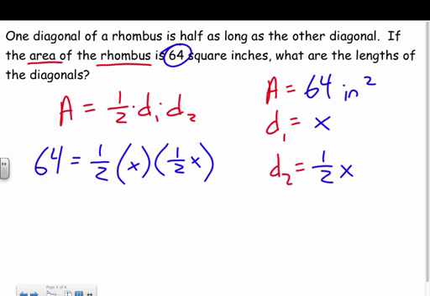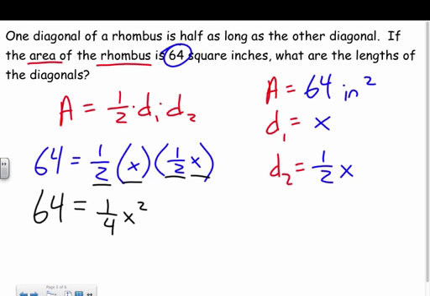And let's start simplifying some things here. If I think about it on the right side, it's just 1/2 times x times 1/2 times x. It's all multiplication, so I can multiply anything I want in any order. So I'm going to multiply 1/2 times 1/2, which is 1/4. I'm going to multiply x times x, which is x squared.